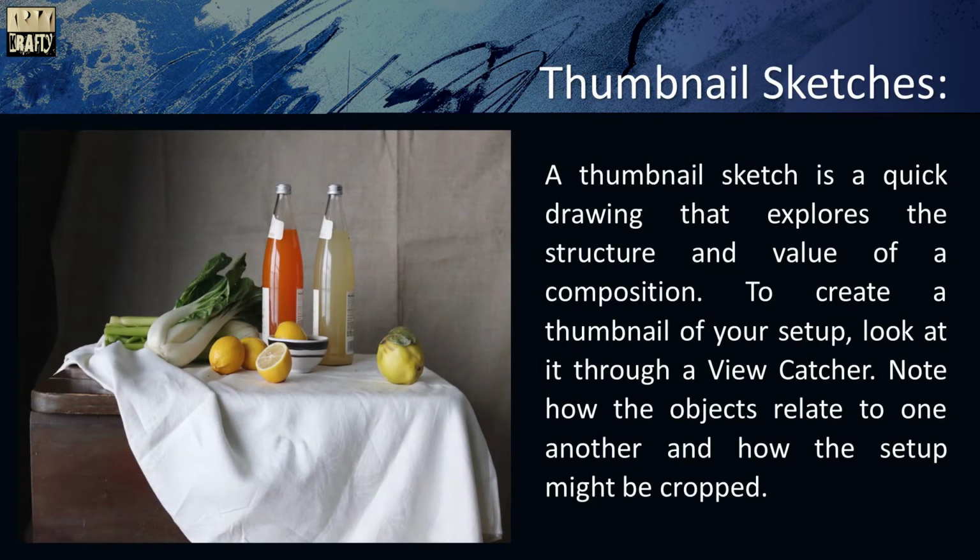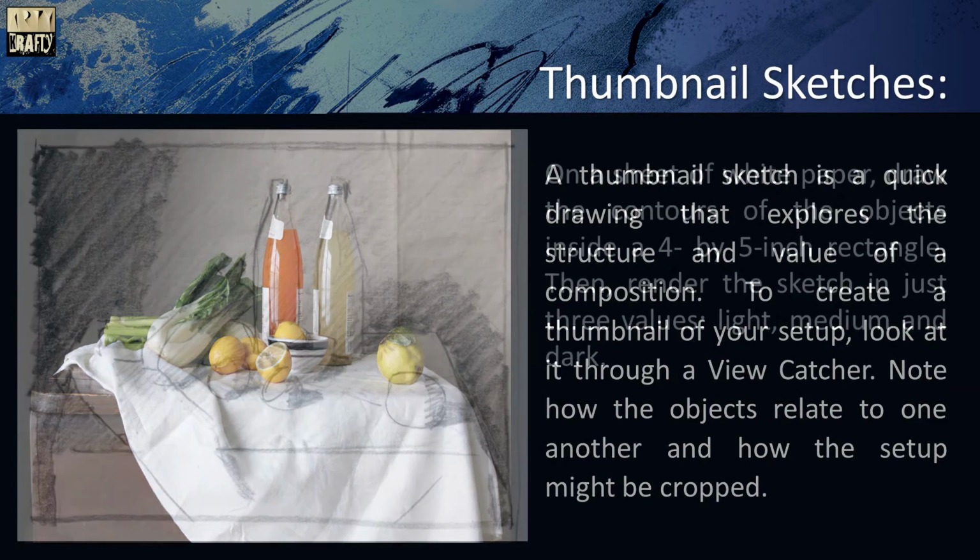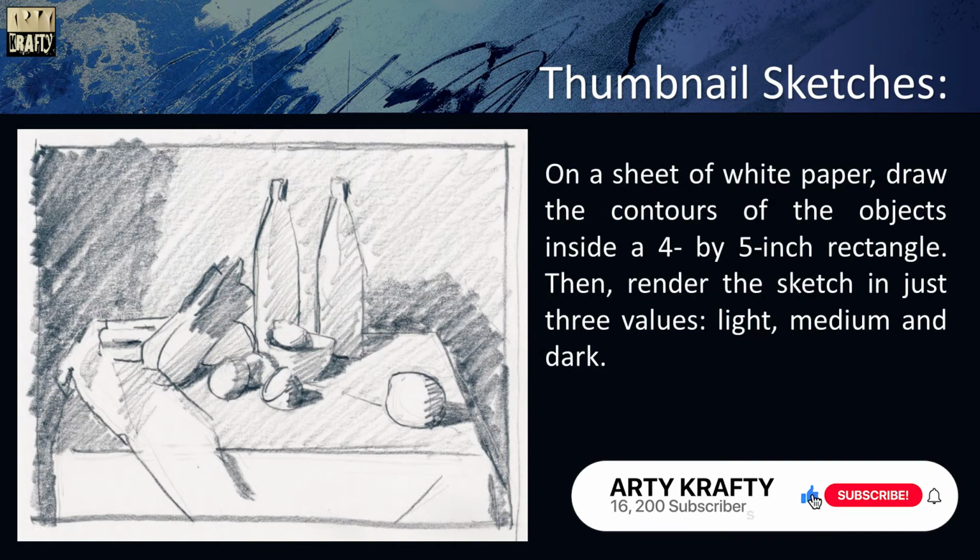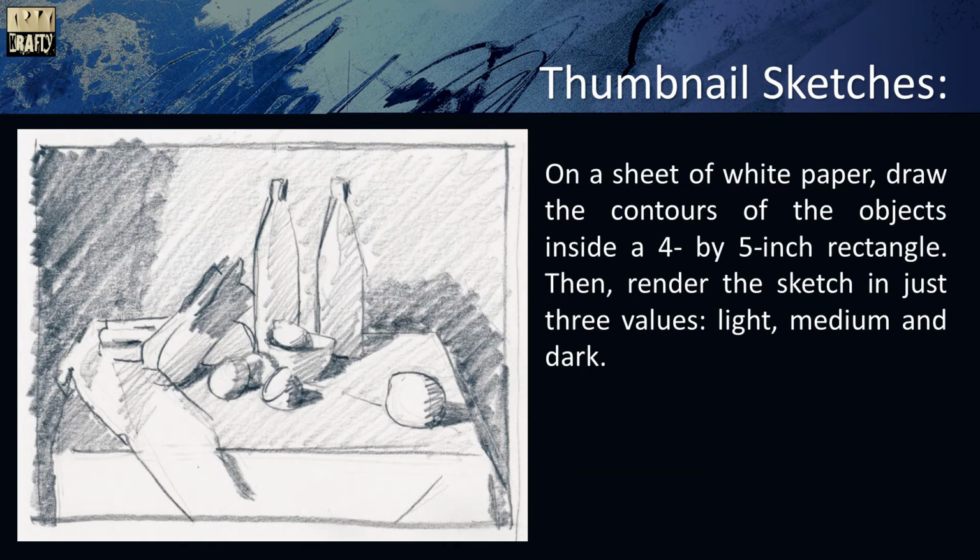Thumbnail sketches. A thumbnail sketch is a quick drawing that explores the structure and value of a composition. To create a thumbnail of your setup, look at it through a view catcher. Note how the objects relate to one another and how the setup might be cropped. On one sheet of white paper, draw the contours of the object inside a 4 by 5 inch rectangle. Then render the sketch in just 3 values: light, medium, and dark.